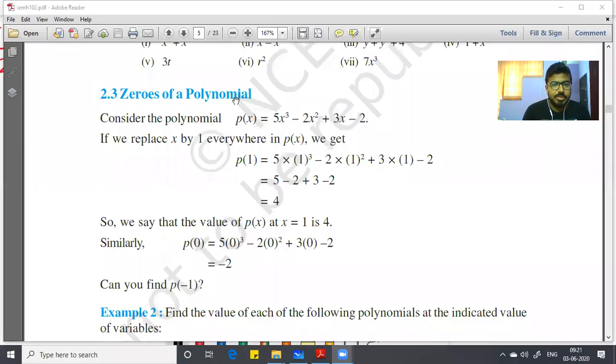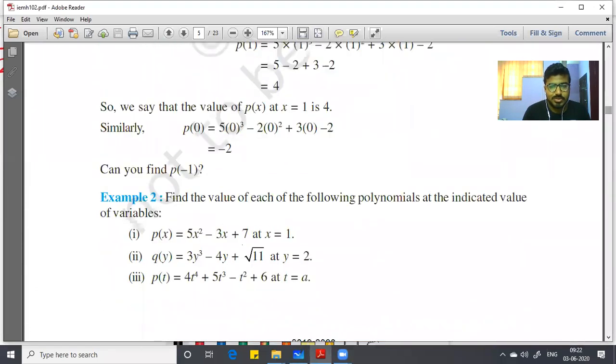See, our next topic is zeros of polynomial. Okay, before going into zeros of a polynomial, what is a zero of a polynomial? We'll go into finding out some examples. Okay, find the value of each of the following polynomials at the indicated value of variables. Now look here, we'll go into that and then we'll go slowly into what it is meaning and all. Okay, now look here, we can see p of x is equal to 5x square minus 3x plus 7 at x is equal to 1. Okay, what is the meaning of this? Find the value. Okay, I'm doing it here itself.